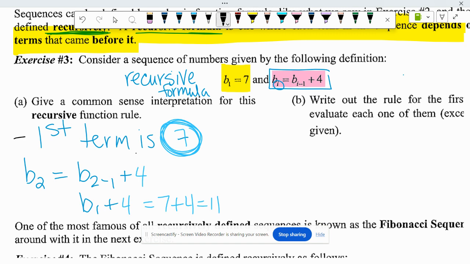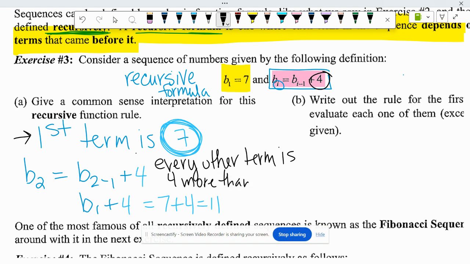So it's saying give a common sense definition. The first term is 7. Every other term is, what are we adding to it? 4 more than the previous term. That's the common sense kind of thing that we want you to identify. Because remember, it says you have to know the previous term. So every other term is 4 more than the previous term.